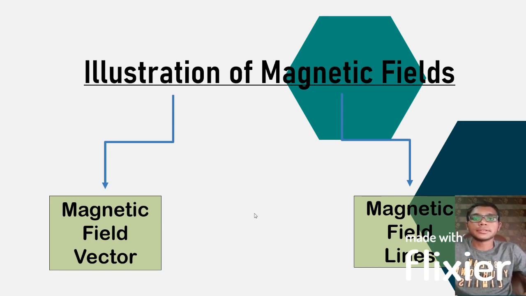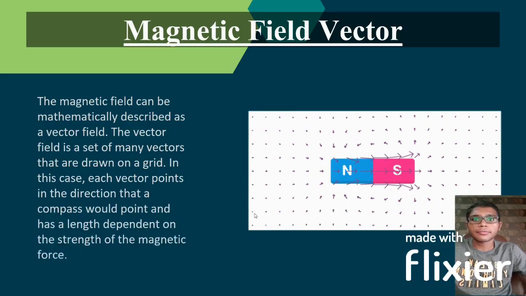Illustration of magnetic fields. Magnetic fields can be illustrated in two ways: magnetic field vector and magnetic field lines. Magnetic field vector. The magnetic field can be mathematically described as a vector field. The vector field is a set of many vectors that are drawn on a grid. In this case, each vector points in a direction that a compass would point and has a length dependent on the strength of the magnetic force.